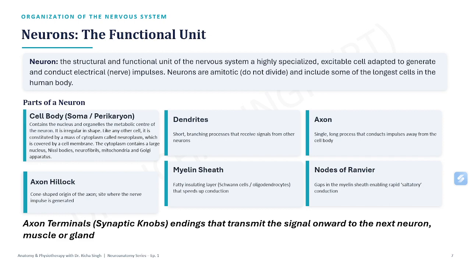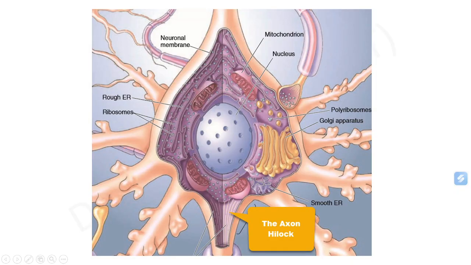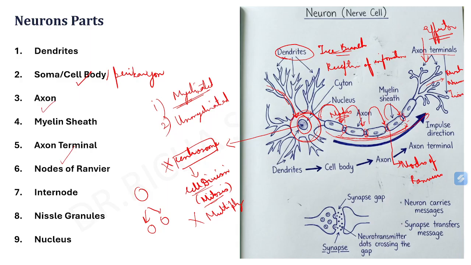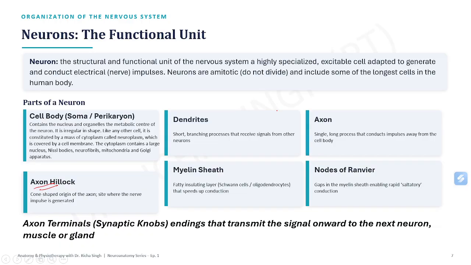Also, there is a specialized structure called the axon hillock. The axon hillock is this conical portion that is coming out from the soma, or the cell body. It is the site where the nerve impulse is generated. This is the place where the nerve impulse is generated in a neuron.